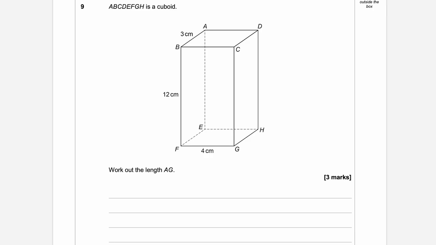Question 9. A, B, C, D, E, F, G, H is a cuboid. Work out the length of AG. Okay, so let's just draw, guys. This is A, G. This is AG.